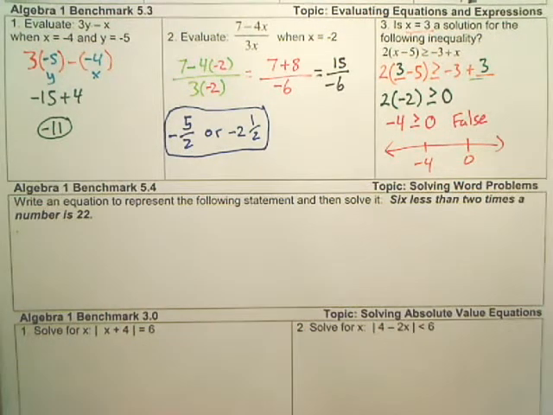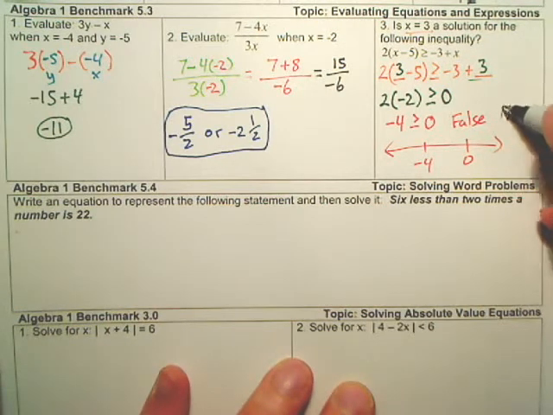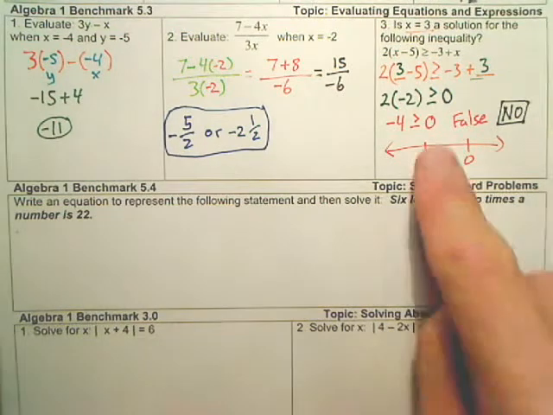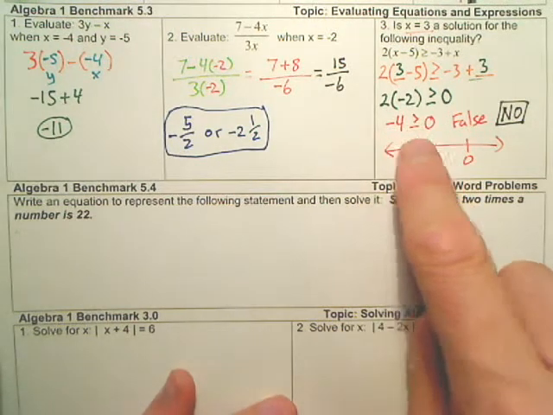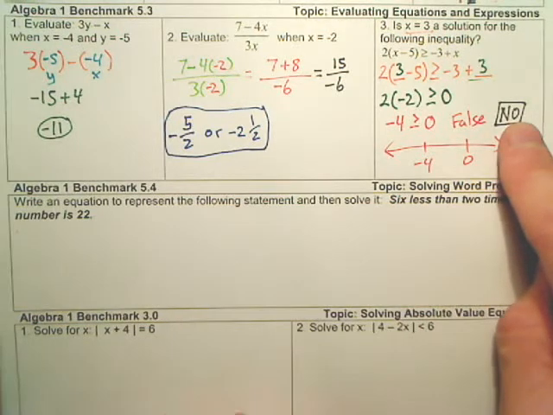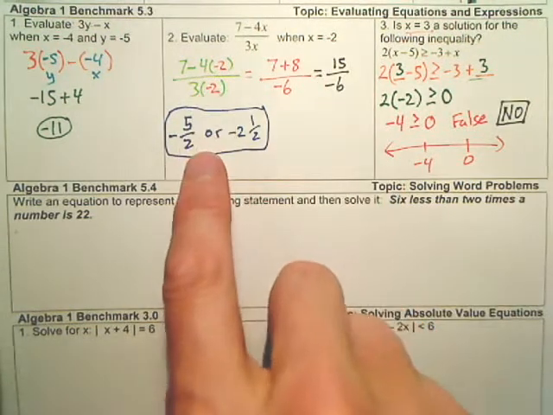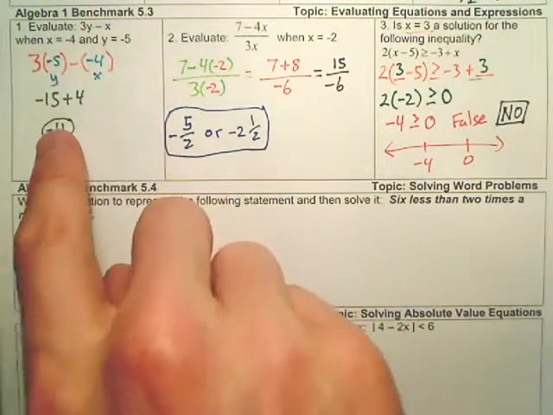So is it a solution? No. It says, is it a solution? Yes or no? Since it's false, it's no, it's not a solution. Now, if this ended up being -4 is less than or equal to 0, that would have been true, which is yes, it's a solution. Here, we just plugged in -2, simplified. Here we plugged in x and y, simplified.